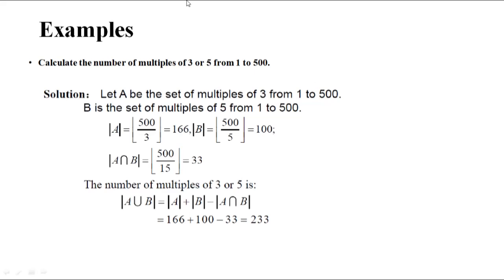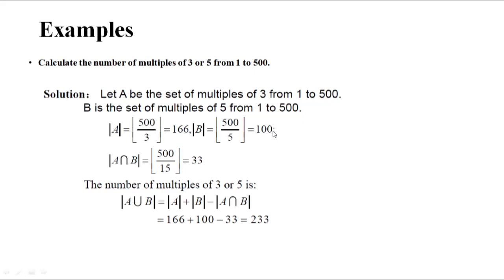See, in mathematics, wherever this particular symbol is there, this representation is said to be the lower bound. If the same line is represented at the top, then it is said to be the upper bound. So 500 by 3, you may get 166 point something. Now you are supposed to take the lower bound, so you take 166. If you represent it as the upper bound, then you take 167. I hope you got clear on this.